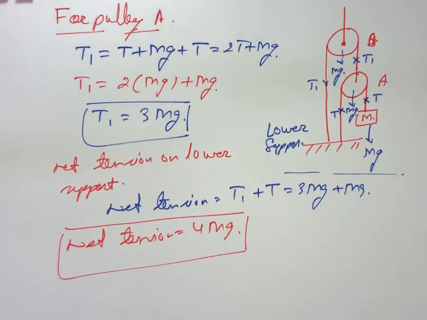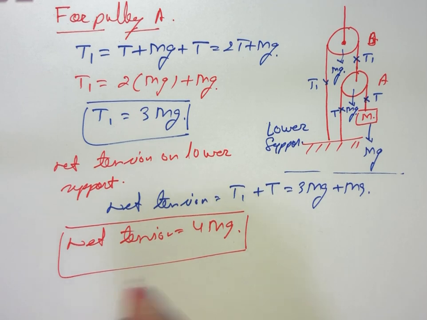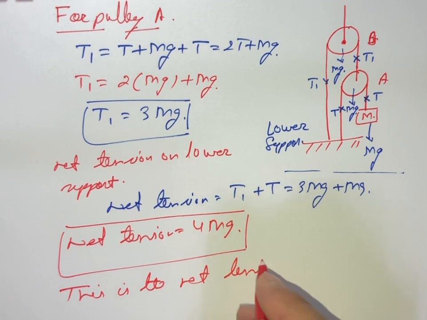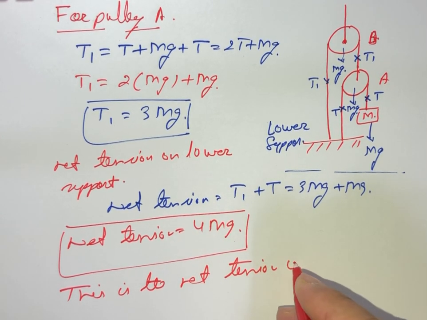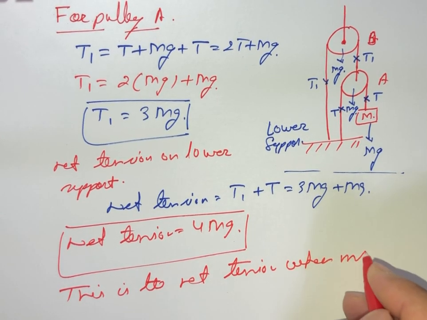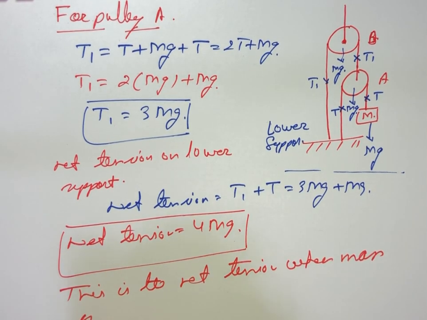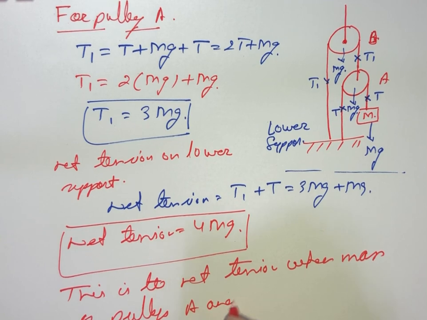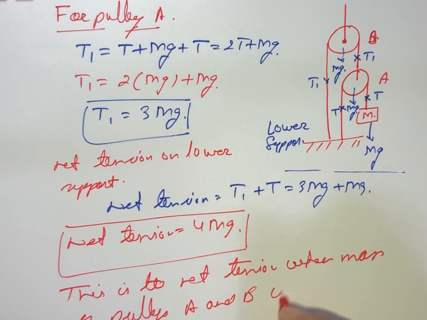So this is the net tension when the mass of pulleys A and B is capital M.